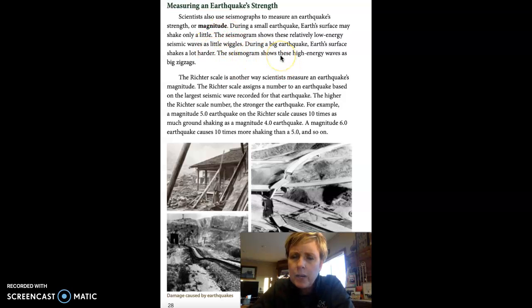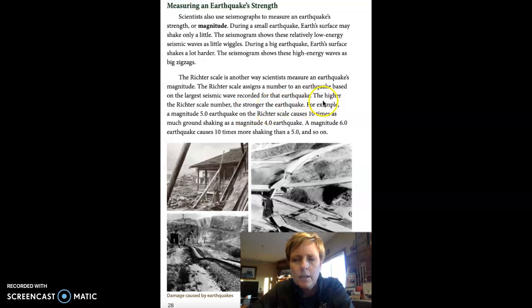During a big earthquake, Earth's surface shakes a lot harder. So the seismograph shows these high energy waves as big zigzags. Now the Richter scale is another way scientists measure an earthquake's magnitude. It assigns a number based on the largest seismic wave recorded for that earthquake. The higher the Richter scale number, the stronger the earthquake.